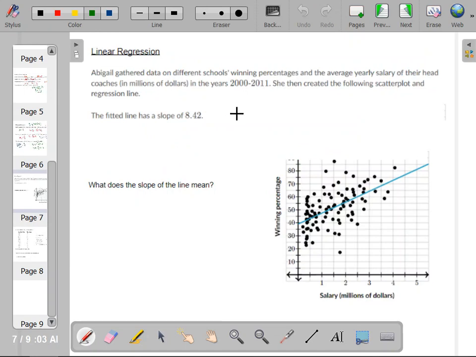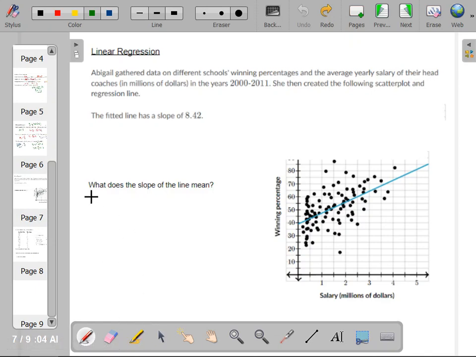Last thing is linear regression. This says Abigail gathered data on schools' winning percentages and the yearly salary of their head coaches for 11 years, and then she created a scatter plot. You can see the general trend seems to be that as you move to the right, as the salary increases, the winning percentage increases according to this trend. Doesn't seem like it's a particularly good fit. But they tell you the slope of the line is 8.42.